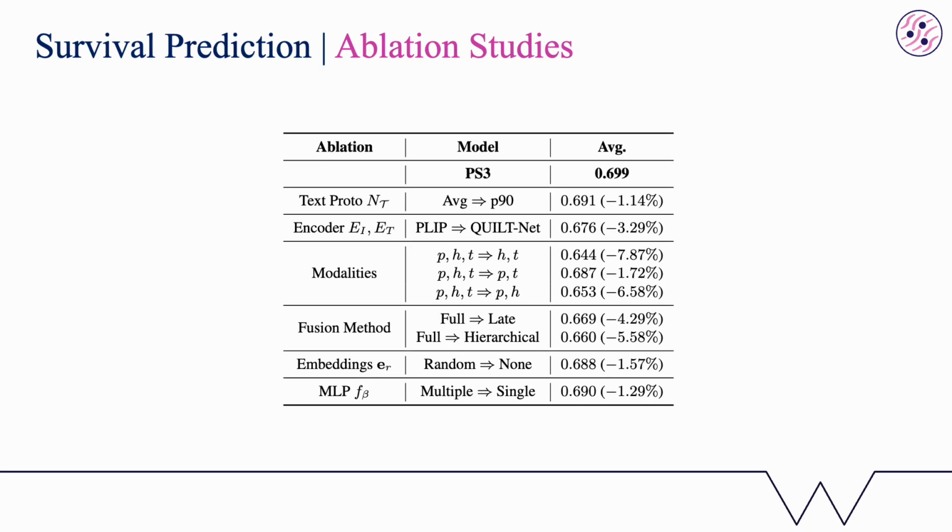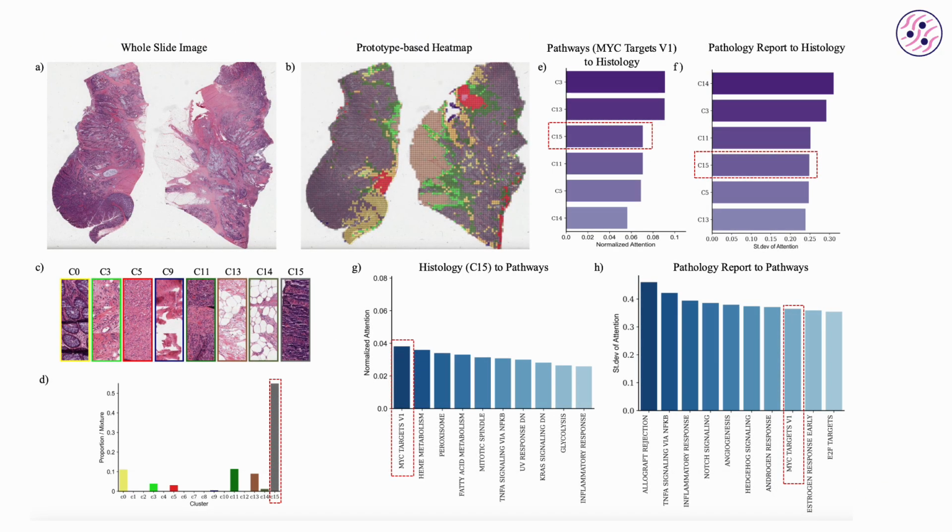In addition, we have also conducted multiple ablation studies to assess how performance varies across different model settings. We visualize the histological prototypes created from the whole slide image and the cross-attention interactions between the different modalities. Specifically, we illustrate a whole slide image, a heat map showing the spatial distribution of patches corresponding to each prototype in the whole slide image, the proportion of patches assigned to each prototype, and representative patches from the most significant prototypes. We have also visualized cross-attention between the modalities, specifically pathways and pathology reports to histology and histology and pathology reports to pathways.